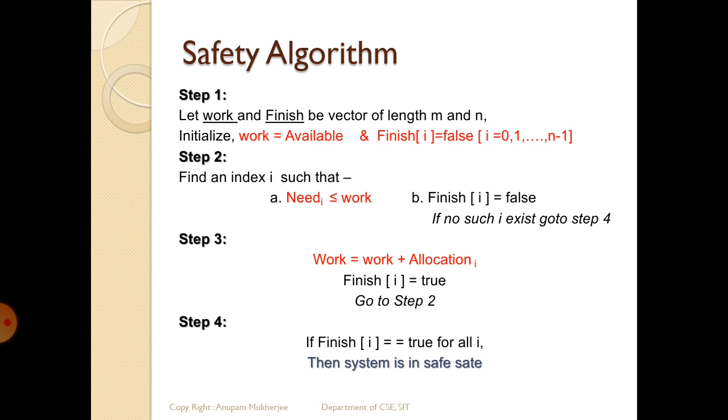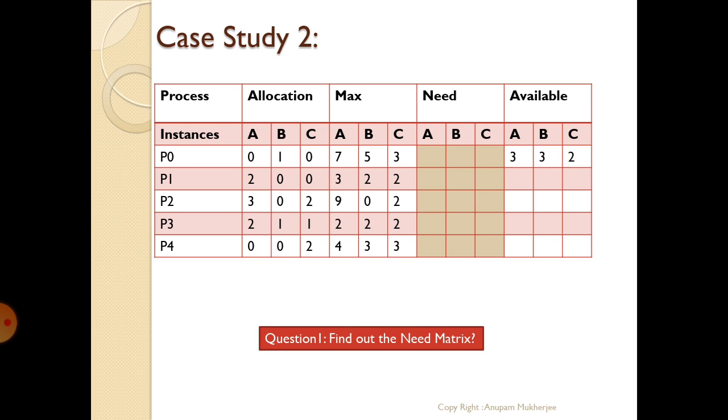The algorithm is an abstract version of the entire picture, and it isn't clear to everyone. If we deal with a proper example, then it will be much clearer for us. So now we'll give an example. In this case study 2, look at the problem. Here 5 processes are there, process P0 to P4, and their allocation, max, need, and available matrices are mentioned.